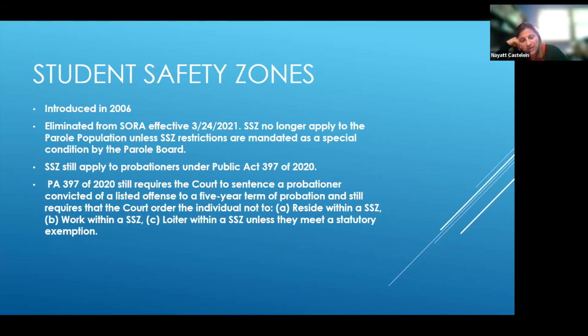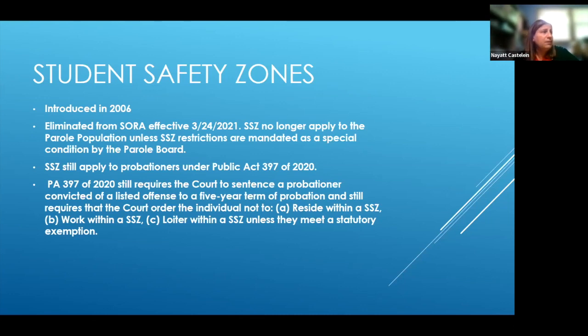So when a probation agent is doing the recommendations, we have to recommend student safety zones being in place because that's what the Public Act tells us to do. But we can only enforce it if the judge orders it. So if the judge doesn't order it, then we don't have to abide by student safety zones.